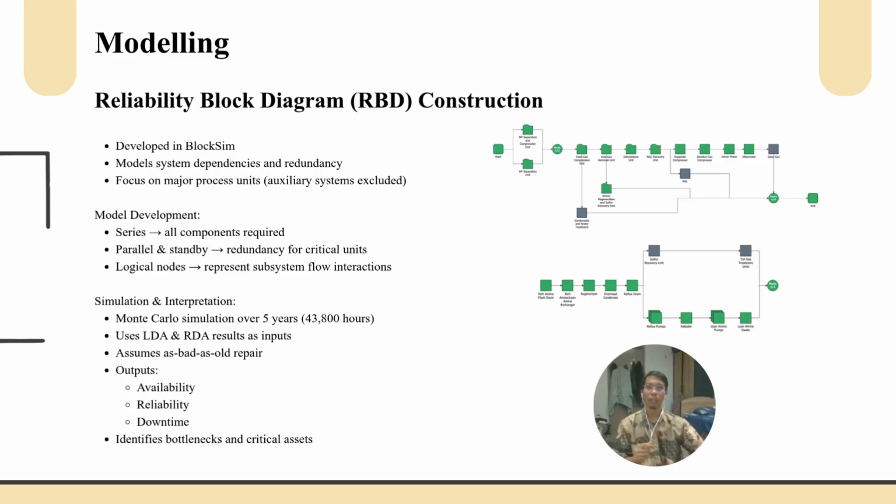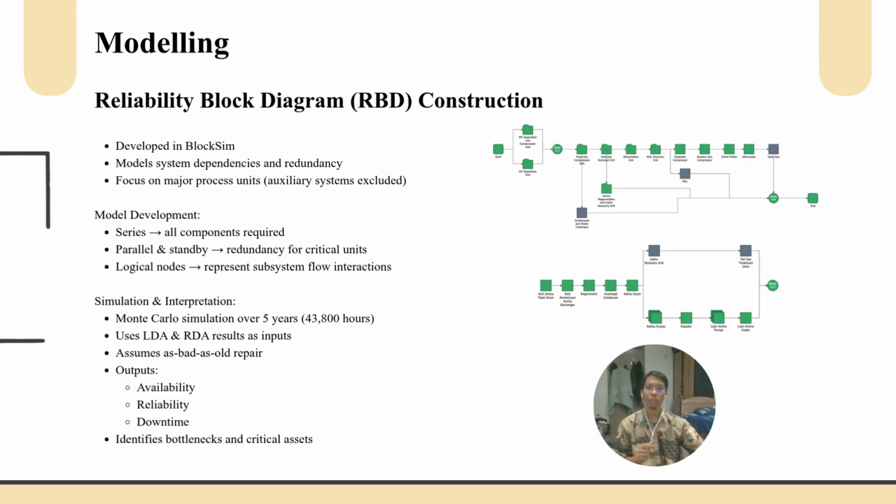For the system-level analysis, a reliability block diagram was developed using BlockSim to represent the plant's functional dependencies and redundancy. Major process units were modeled as blocks, while auxiliary systems were excluded to focus on key contributors to availability. The system was configured using series, parallel, and standby arrangements, where series components require full operation and parallel or standby components provide redundancy. Logical nodes were used to represent process flow interactions.